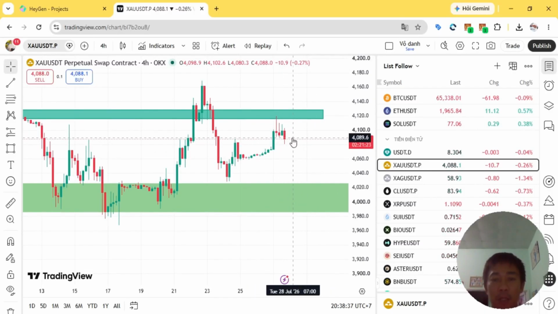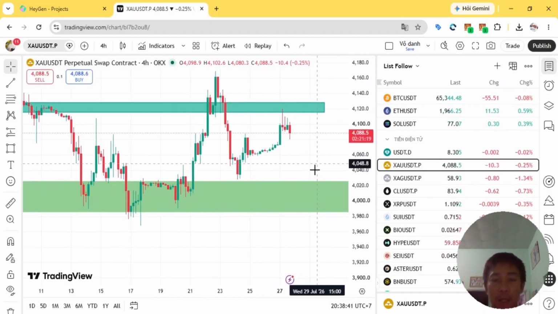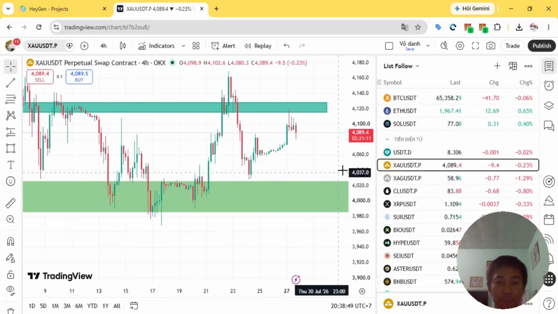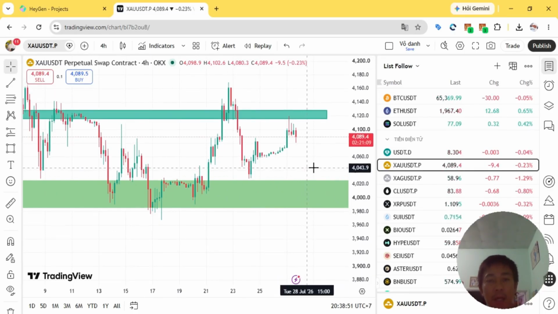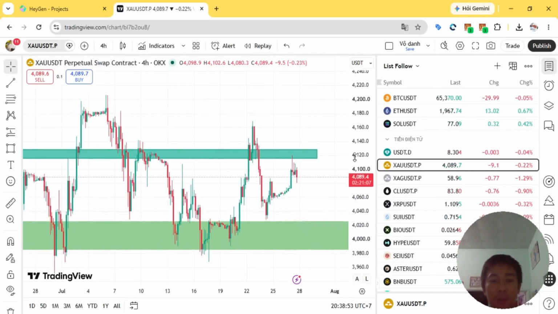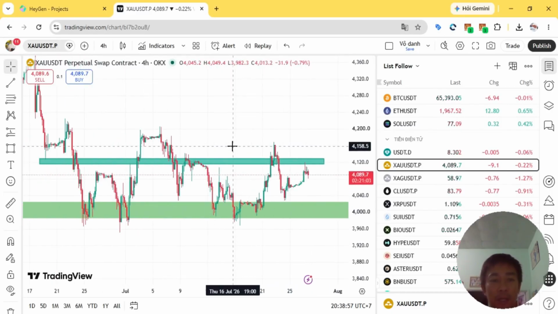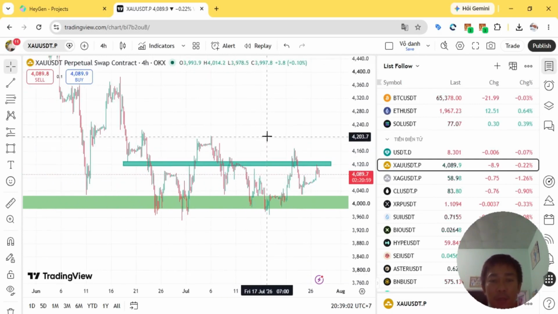And if gold closes this candle as a bearish candle, we can likely expect it to retest the 4,025 zone. And if it goes deeper, it could drop down to the 4,000 zone. But let's pay a little attention here. Looking at the chart here, we can clearly observe that on the daily or the H4 candle, its bullish momentum is starting to show signs of weakening.